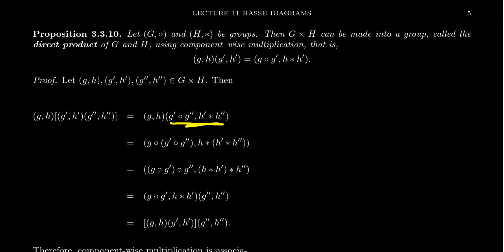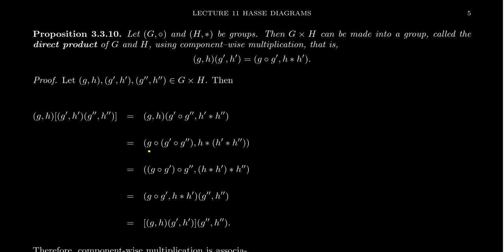This now gives us an ordered pair, which if we do component-wise multiplication again, we put the first coordinates together, so we get g circle (g' circle g''), which does require the appropriate use of parentheses here. Next, for the second component, we take h asterisk (h' asterisk h''). So you see this right here. Again, make sure you have the parentheses. Now, we have to be really careful about parentheses because we're trying to show associativity. If we're too careless with our parentheses, we might fall into the danger of circular reasoning. So we don't want to do that. Don't do that. That would be bad.